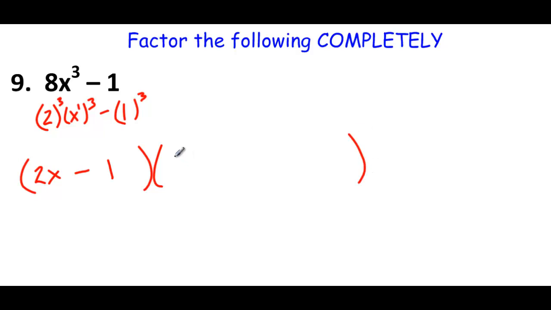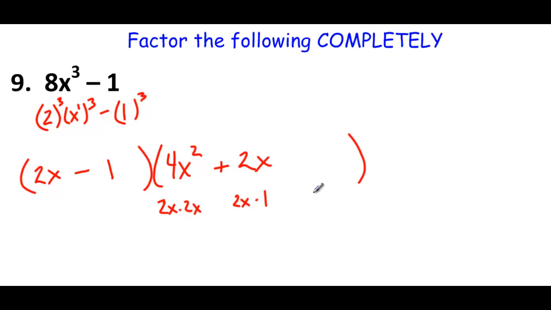Okay, same process. To get this, I'm going to take my first term and multiply it by itself. So 2x times 2x is 4x squared. To find my middle term, I'm going to do the opposite sign, so it's going to be a positive. And now I just multiply the two terms. What's 2x times 1? Just 2x.